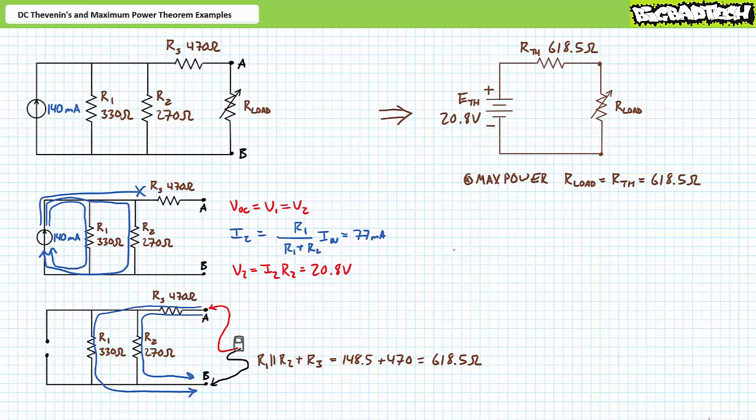The DC maximum power transfer theorem states that maximum power will be transferred to a load when the load resistor equals the Thevenin's equivalent resistance. Therefore, our variable load resistor should see maximum power when it has a value of 618.5 ohms.